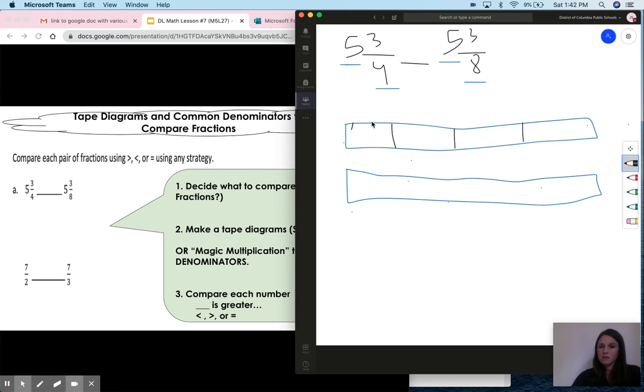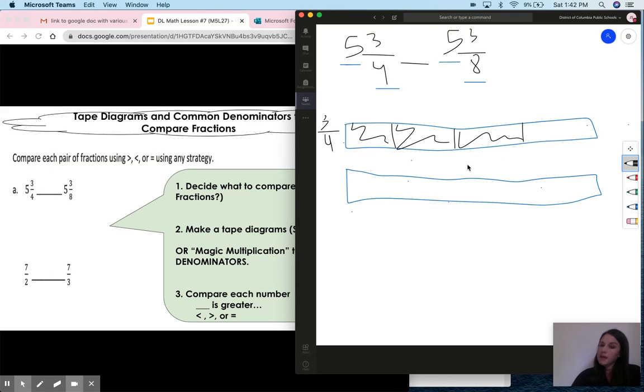And how many should I have shaded? 3. 1, 2, 3. 3/4. Let me label it. 3/4. Okay, and then 5 3/8. Oh, remember, I'm not comparing the 5s. Those are already the same, so I don't have to compare them.